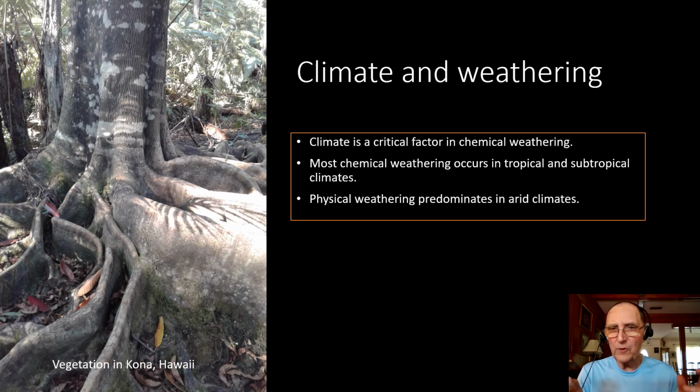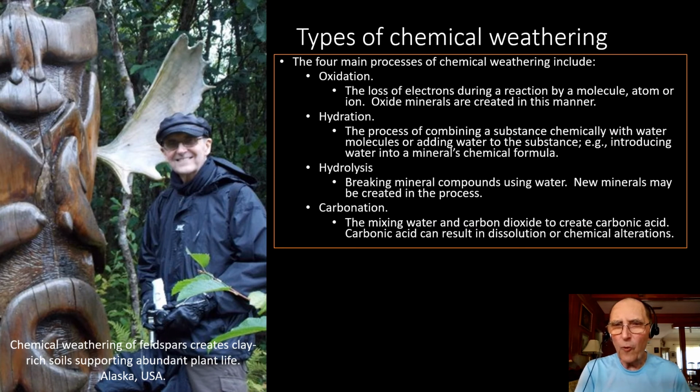Climate is a critical factor in chemical weathering. Most chemical weathering occurs in tropical and subtropical climates. On the other hand, physical weathering is predominant in dry or arid climates. There are 4 main processes of chemical weathering. These include oxidation, hydration, hydrolysis, and carbonation.